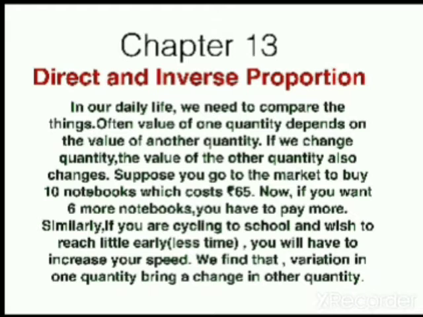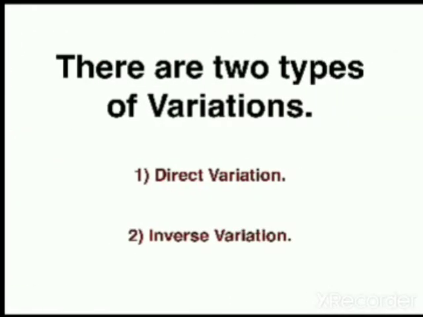Suppose you go to a market to buy 10 books which cost rupees 65, and if you want 6 more notebooks, you have to pay more. Similarly, if you are cycling to school and wish to reach earlier, that is in less time, you have to increase your speed. We will find that variation in which one quantity brings a change in another quantity. There are two types of variation in mathematics: one is direct variation, another is inverse variation.